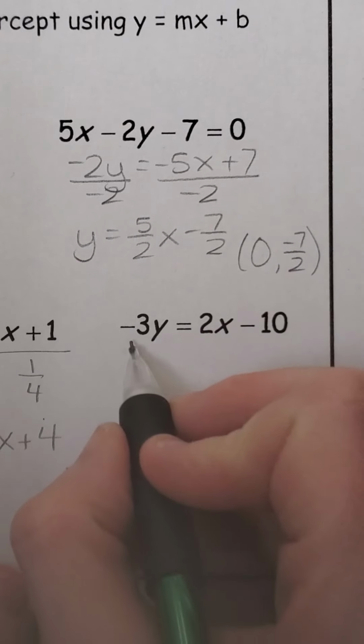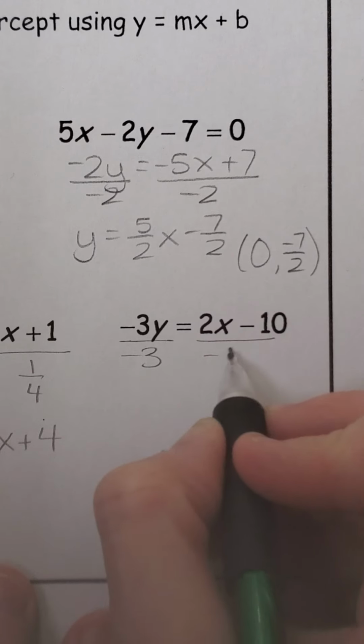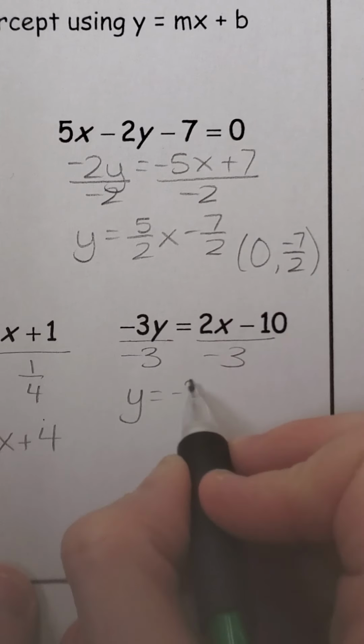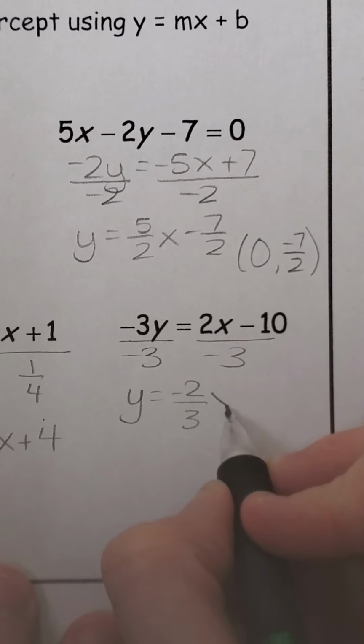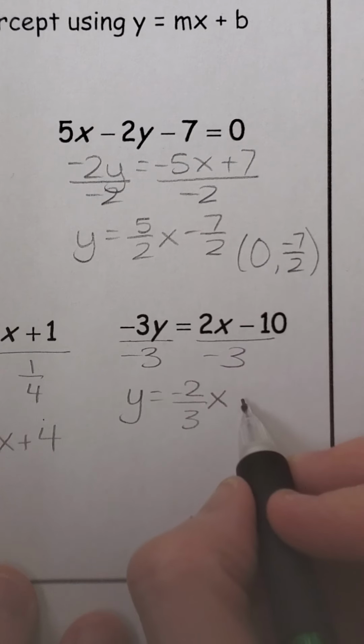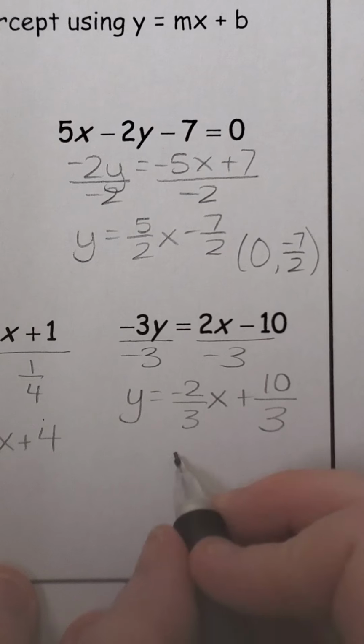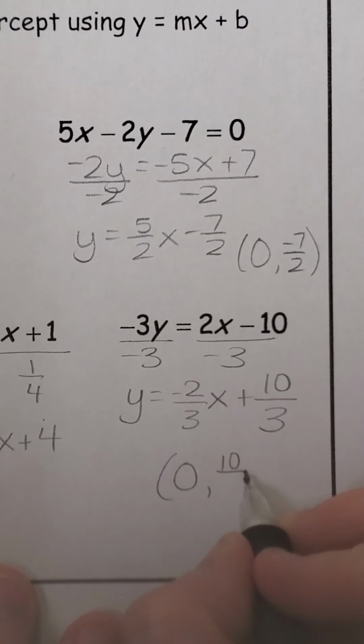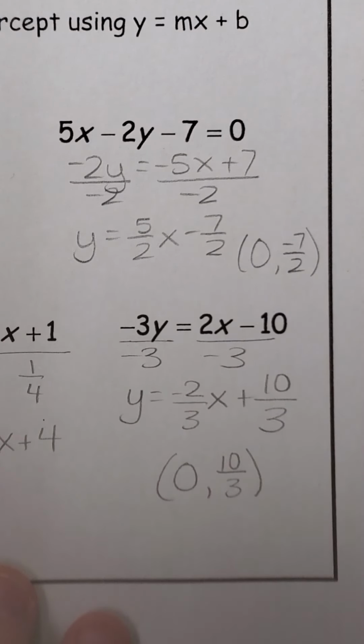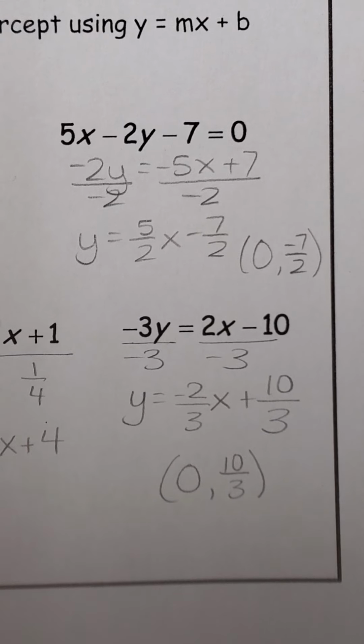Then this one, we'll divide everything by -3. So y equals -2/3, leaving the negative sign in the numerator. And our y-intercept is 10/3. And that's the end.